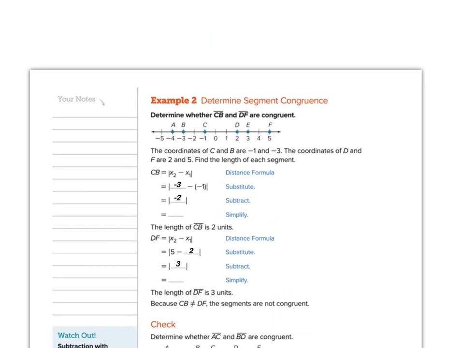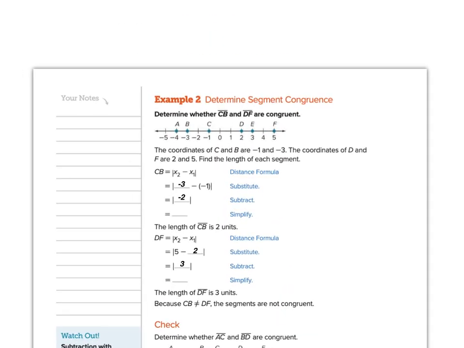All right, so as we go on, determining segment congruence. Remember from last lesson as we learned about congruence, congruence means things are equal. So when determining if a segment is congruent, if it is equal, then it is therefore congruent. So determine if CB and DF are congruent. So are the lengths the same?